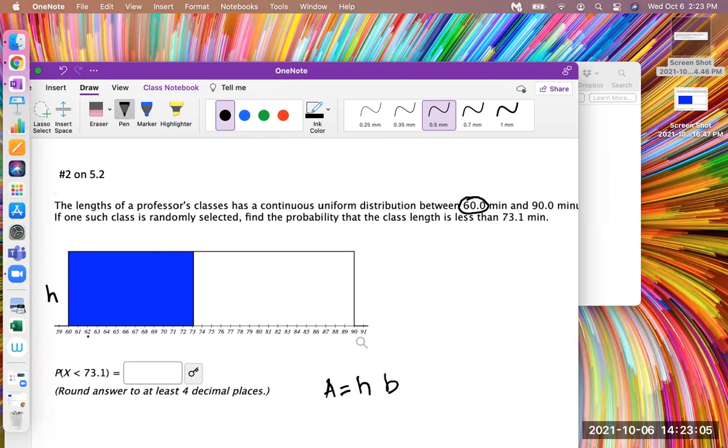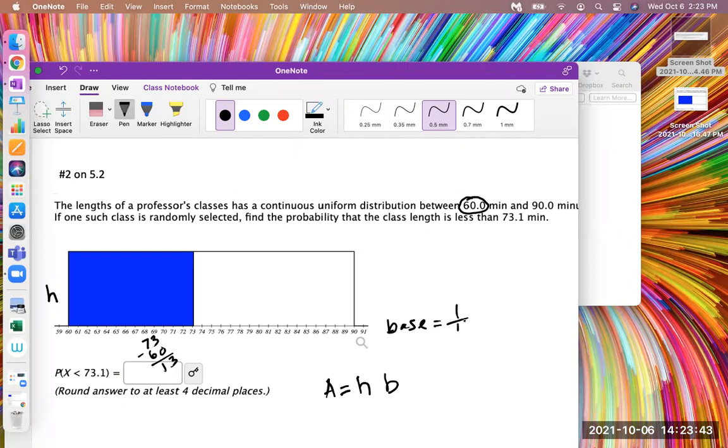So first, let's figure out the base. The base, you could count it: 1, 2, 3, 4, 5. You could count it like that. But an even faster way to measure something on it is to take the large number where it stops and subtract the smaller number. So 73, that's a faster way than counting, right? 73 minus 60 tells us that the base here is 13.